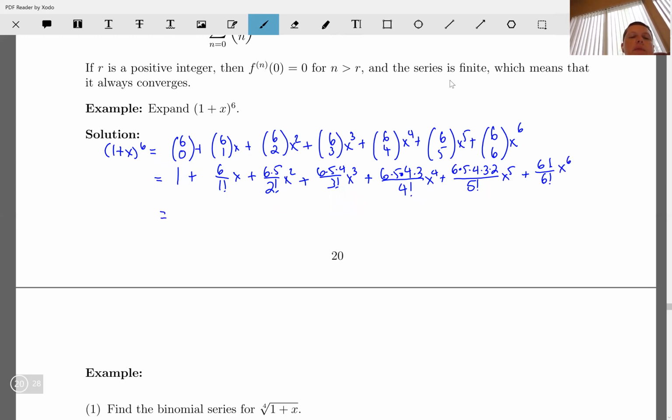So I get 1 plus 6x plus 6 times 5 divided by 2, which is 15 x squared, plus 20 x cubed plus 15 x to the 4th plus 6 x to the 5th plus x to the 6th.